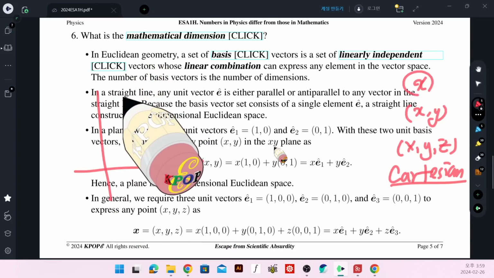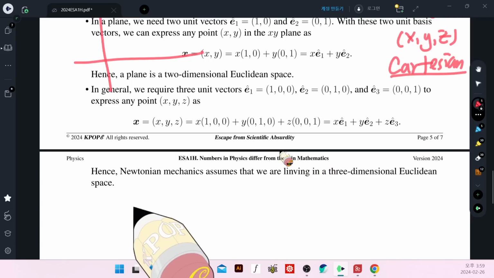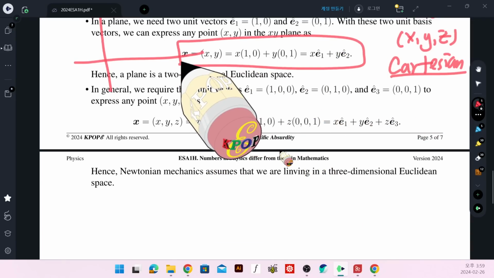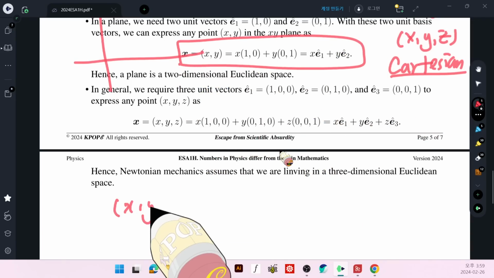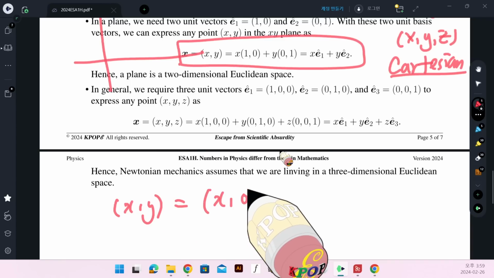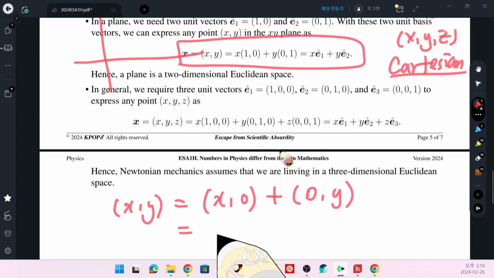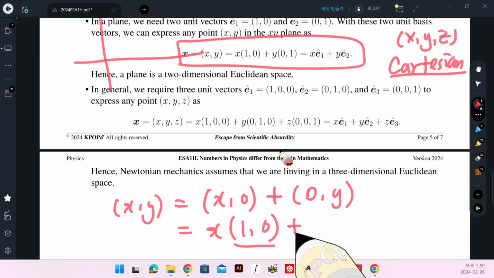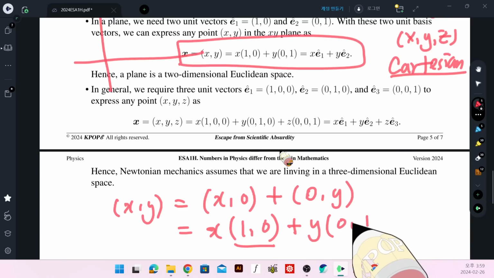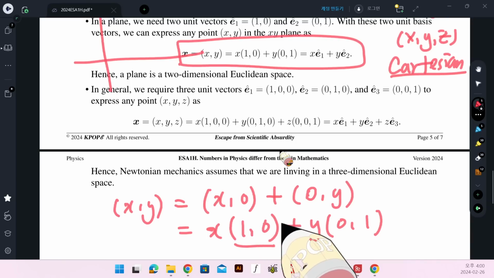So x comma y can be expressed as shown here. x comma y is a sum of x comma 0 and 0 comma y. And this is a product of x, a real number, and a unit vector, because it is a two-dimensional case, the number and the unit. This is a unit along the horizontal direction, and this is a unit arrow along the vertical direction.